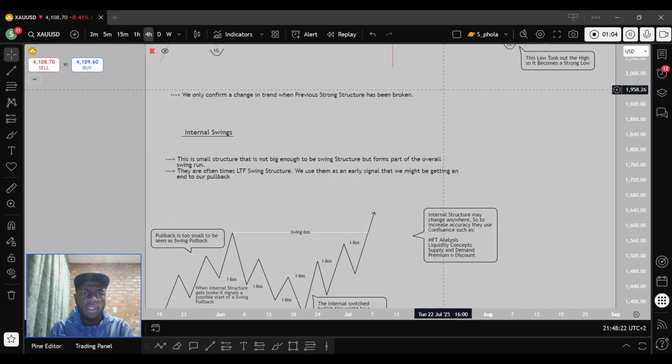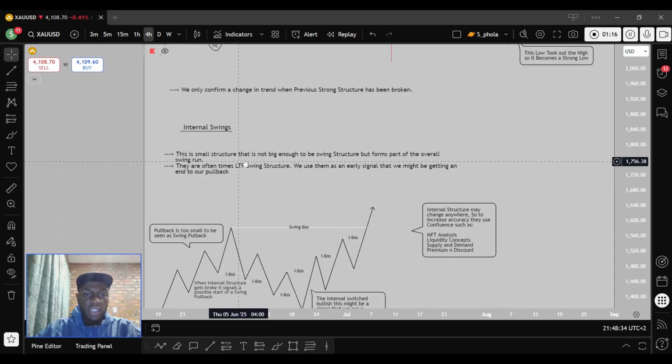You learn more in depth about that in our second part, which is the medium time frame, or the multi time frame. So yeah, internal structure is small structure that is not big enough to be swing structure, but forms part of the overall swing run. You understand? I hope you understand that.